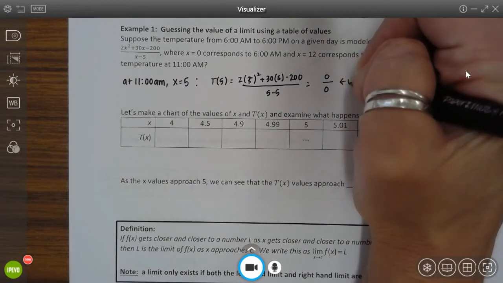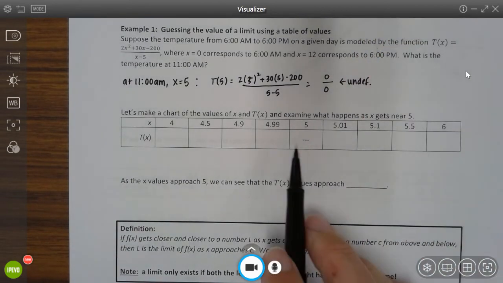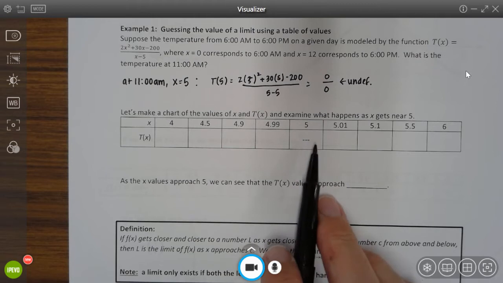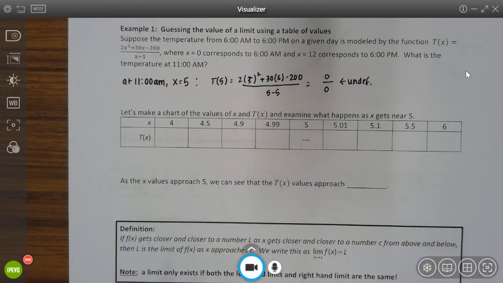This actually ends up being an undefined value, which in the table below, you'll notice that I have these little dashes through 5. Well, that's because the function is undefined for 5.